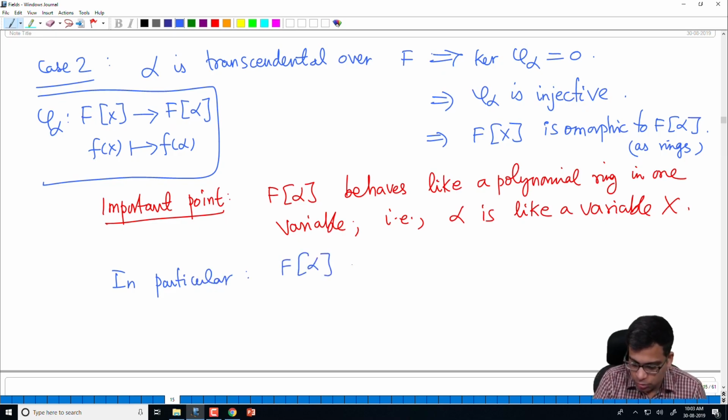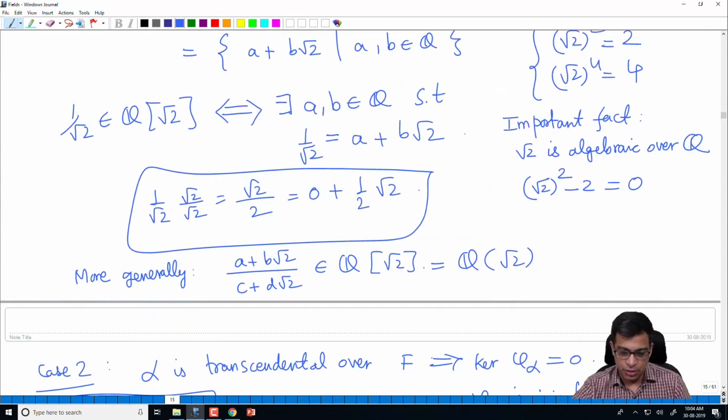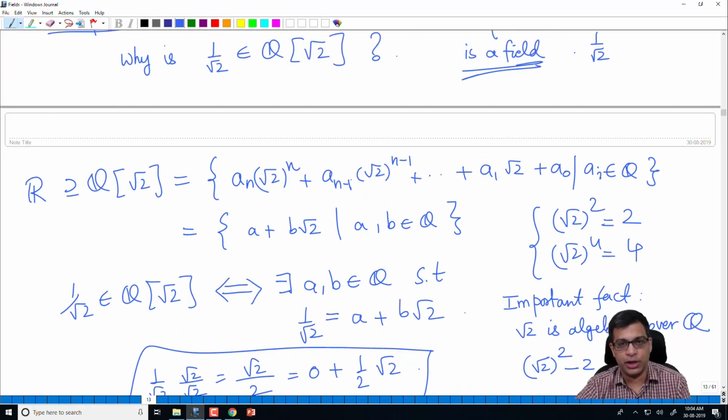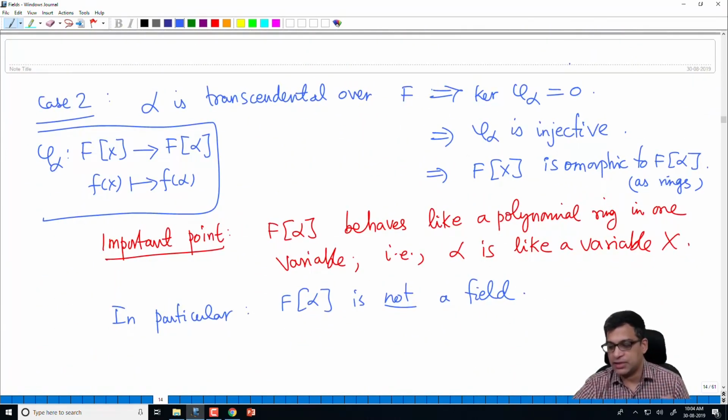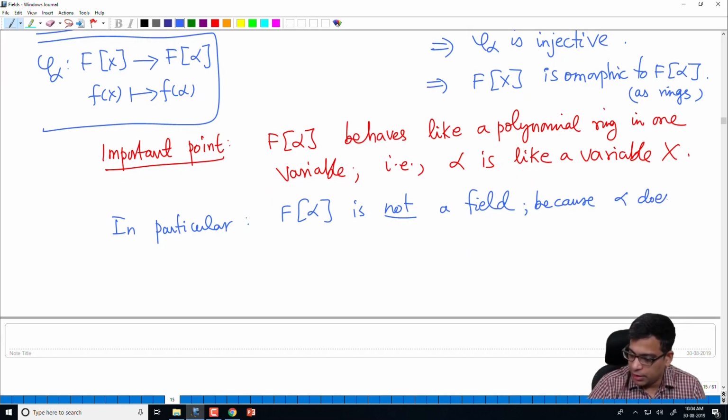F[alpha] is not a field, right? Because it is isomorphic to F[x], and F[x] is certainly not a field, because x has no inverse. This is the crucial difference between algebraic and transcendental elements. If root 2 is algebraic, root 2 has an inverse in the polynomial ring Q[root 2]. But if alpha is not algebraic, alpha doesn't have a multiplicative inverse in F[alpha].